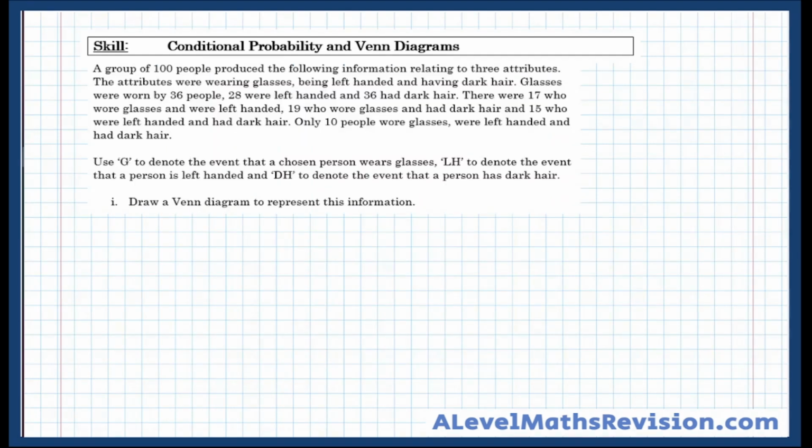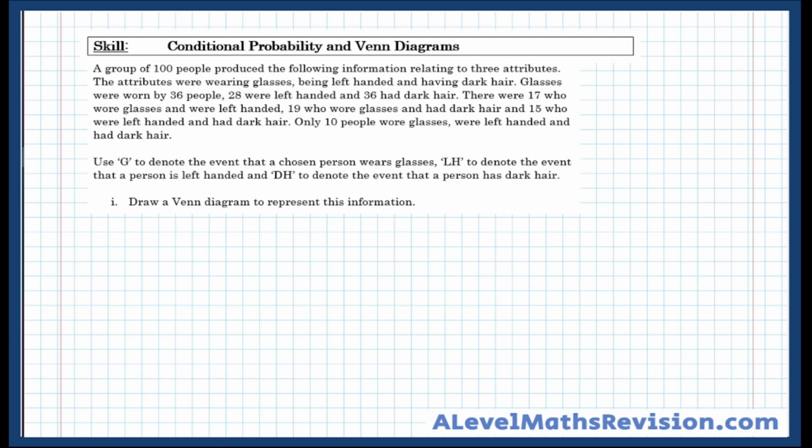So the question here says a group of 100 people produced the following information relating to 3 attributes. The attributes were wearing glasses, being left-handed and having dark hair. Glasses were worn by 36 people, 28 were left-handed and 36 had dark hair. There were 17 who wore glasses and were left-handed, and 19 who wore glasses and had dark hair, and 15 who were left-handed and had dark hair. Only 10 people wore glasses, were left-handed and had dark hair. So loads and loads of information there.